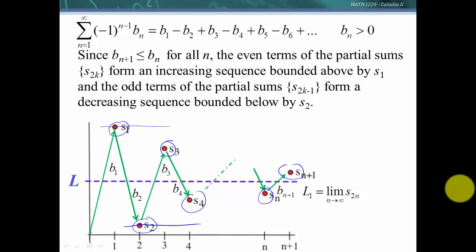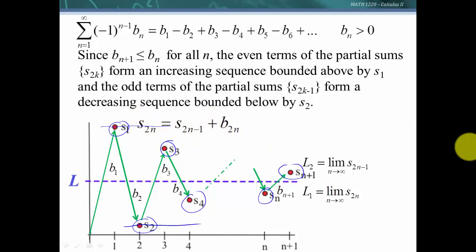They will converge. So let's let the limit be L sub 1 for our even numbered terms, and let it be L sub 2 for our odd terms. If we have the sum of the 2n term, that's going to be the sum of the 2n minus 1 term plus the b sub 2n term, because we're just adding on one term to get this new sum. Now let's take the limits of all of those.